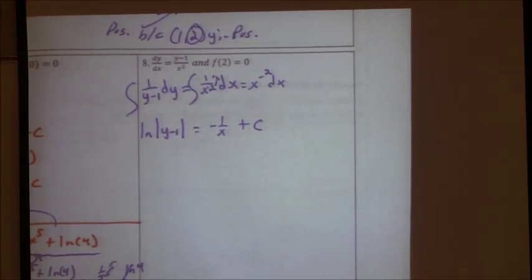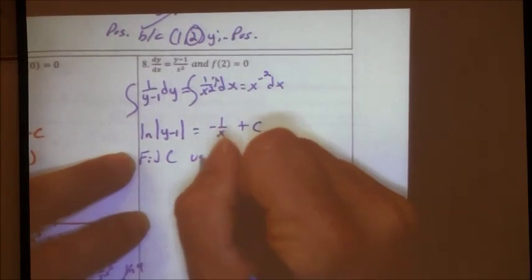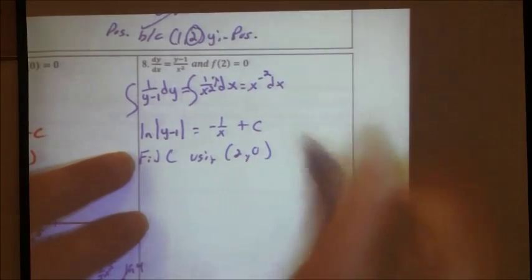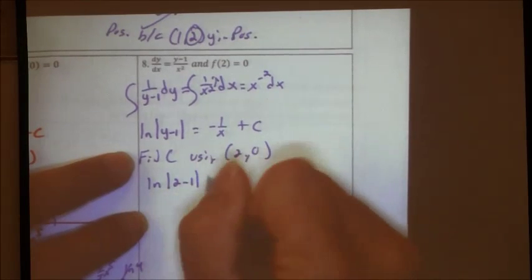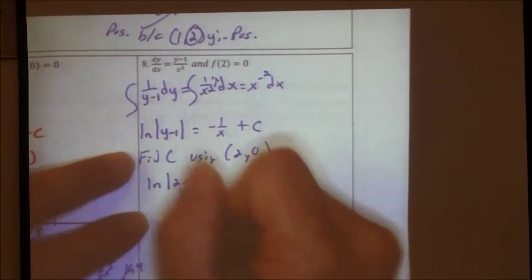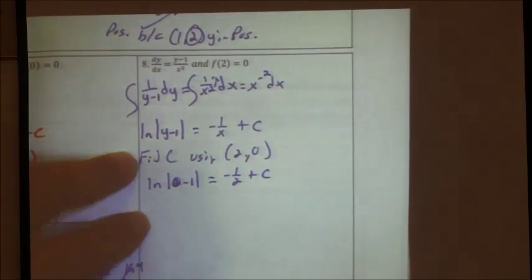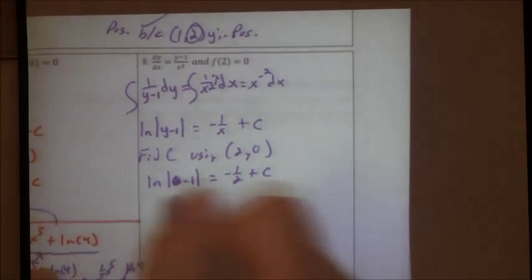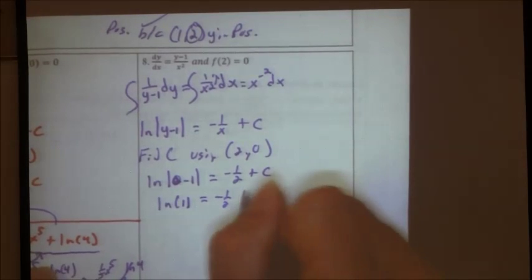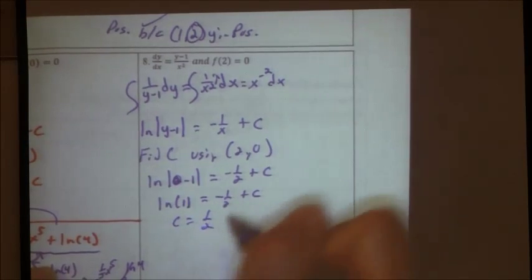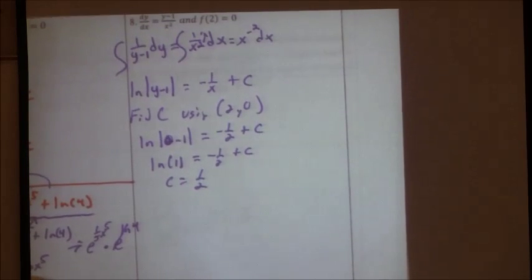Yeah, I could have just done that. And then we have to find c using the point 2, 0. So we're going to get ln of the absolute value of 0 minus 1 equals negative 1 over 2 plus c. So we get ln of 1, and what's the ln of 1? 0, so then we add half, so c equals half. We've got to know what ln of 1 is, right? e to the 0 power equals 1.